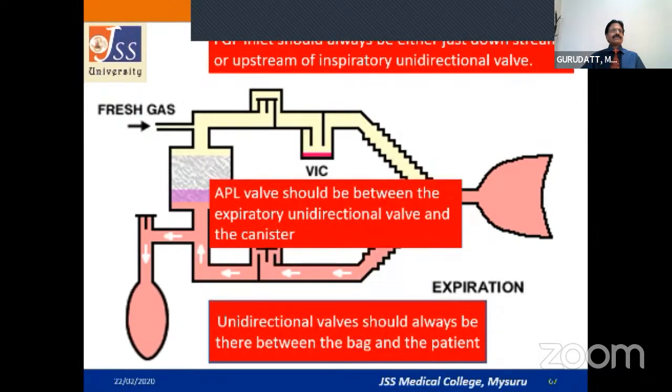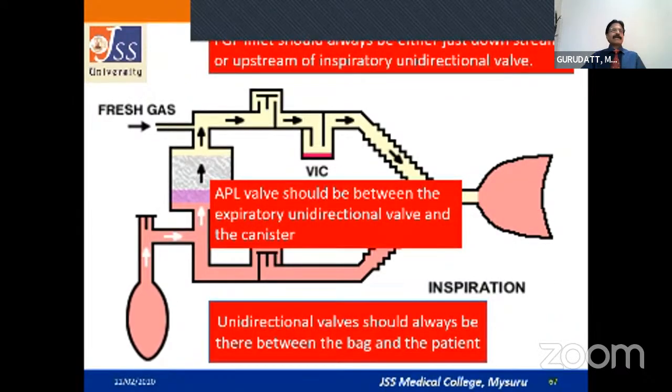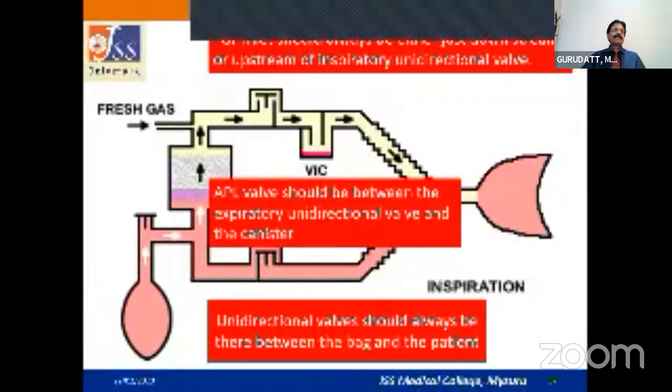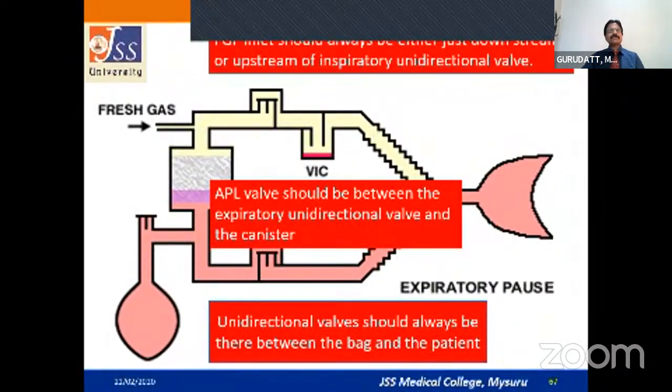So the APL valve should be between the expiratory unidirectional valve and the canister, so that the gases coming out after the expiratory unidirectional valve should pass through the soda lime and the carbon dioxide should get absorbed. In the meantime, any excess expiratory gases should flow out of the APL valve. Suppose it is kept on the inspiratory side, then all the gases will go through the soda lime, and some amount of the gases which have passed through the soda lime, which do not have carbon dioxide, are also wasted. So these three principles you should always remember.